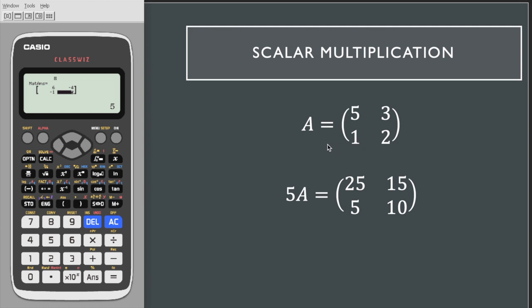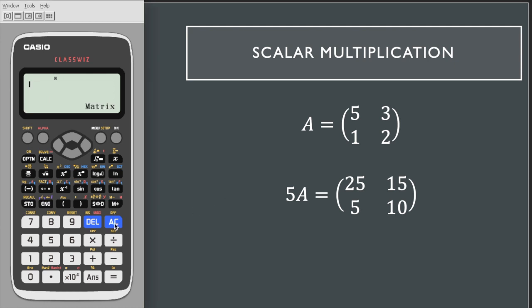So in this case, we've got the matrix A, which we defined previously, and we're going to multiply this matrix by the number 5. So when calculating this by hand, we just multiply each of the elements by 5. So we get 5 times 5 is 25, 3 times 5 is 15, 1 times 5 is 5, and 2 times 5 is 10.